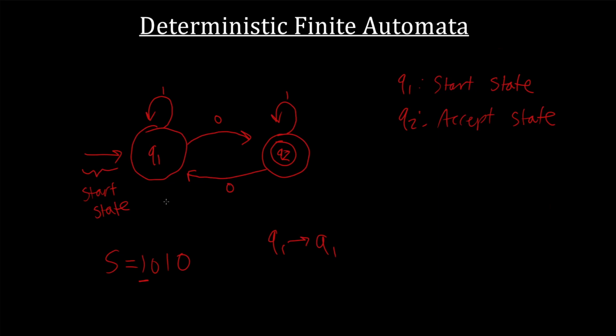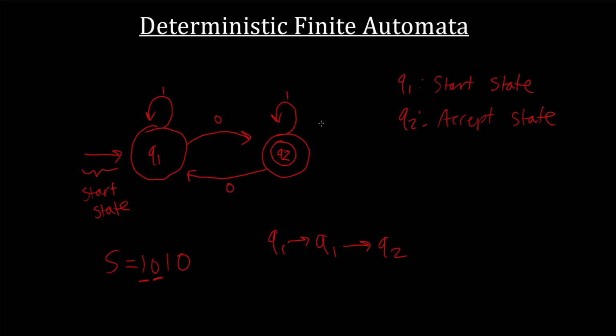Okay, so let's repeat the process again. So we're currently on Q1 after making that transition, and we want to process this next character. So we're on Q1, and we want to take the transition corresponding to the character 0, which is this transition. So we're going to transition from Q1 to Q2 on the character 0.